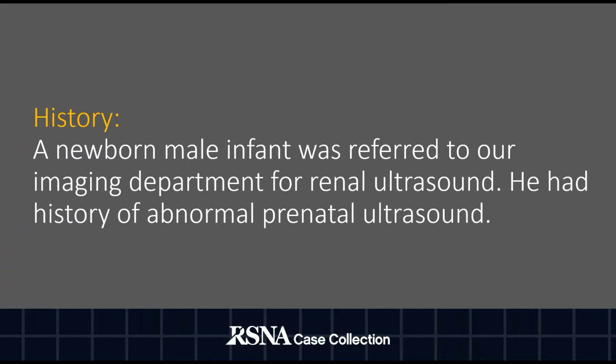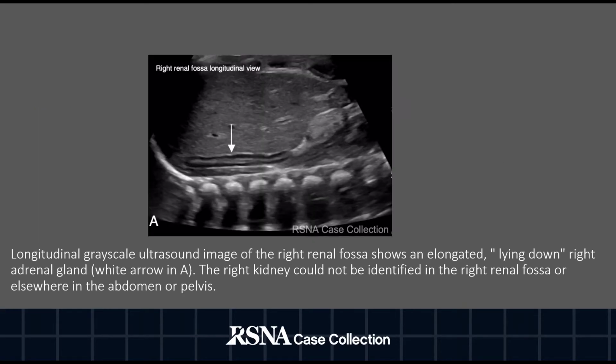A newly born male infant was referred to our hospital for renal ultrasound. He had history of abnormal prenatal ultrasound. Longitudinal grayscale ultrasound image of the right renal fossa shows an elongated right adrenal gland, also called the lying down adrenal gland. Despite multiple efforts, right kidney was not seen in the right renal fossa or elsewhere in the abdomen.